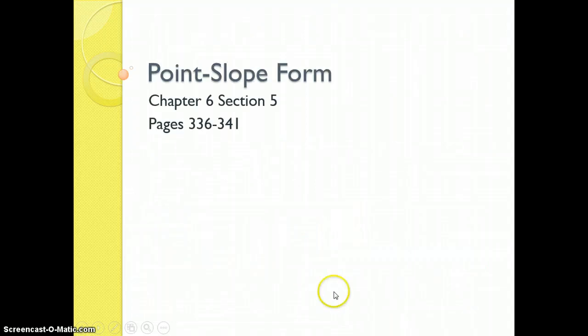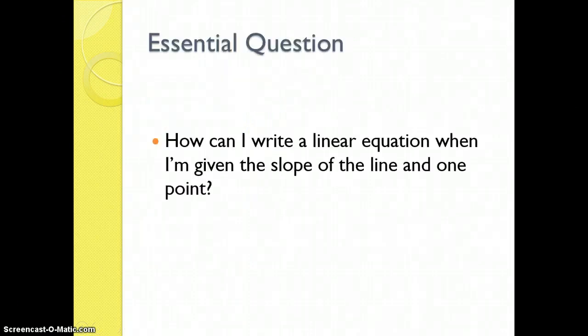All right. Point slope form, chapter 6, section 5. Here are the pages you're going to want to look at if you're having any trouble. And our essential question for the day: how can I write a linear equation when I'm given the slope of a line and 1 point? So we're going to be writing equations and graphing equations given the slope and 1 point, or sometimes 2 points, because we can take 2 points and find the slope and then use one of them to write this equation. So that's what you're going to do at the end of the lesson today.